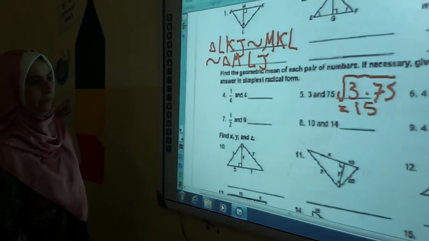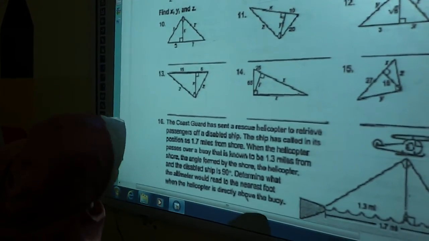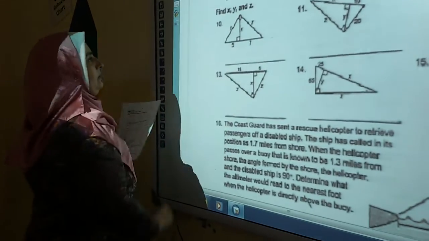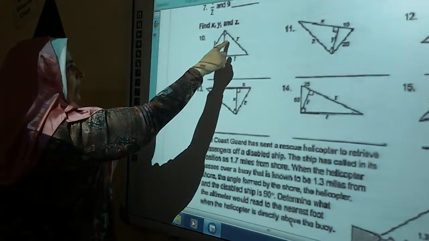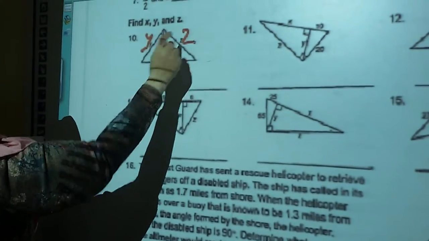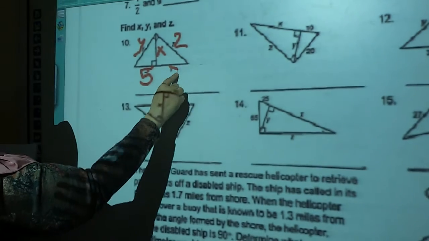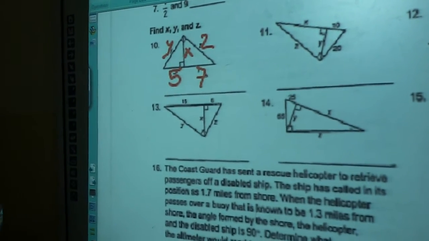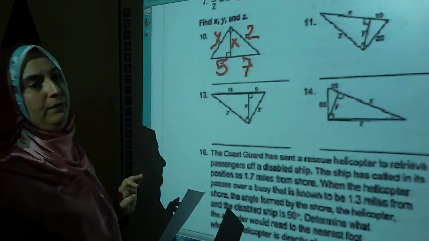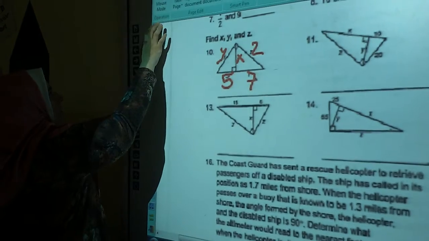We have a right angle triangle, and he gives you numbers. This is 5 and this is 7, and he tells you to find the x. This is the x, this is the y, this is the z, this is 5, and this is 7. How to get it? Let's think. First, we're going to make a ratio. Look, I'm going to explain it on another page.